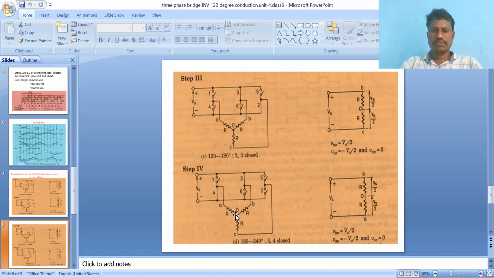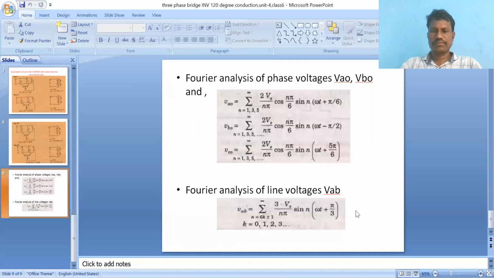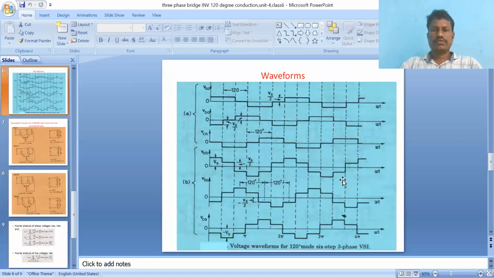And step 4, 180 to 240 degrees. Thyristors 3 and 4 will turn on. So VB0 and VA0 are nonzero, VC0 is equal to 0. From this we calculate all the phase voltages, phase A, VA0, VB0, VC0, for 60 degrees intervals.